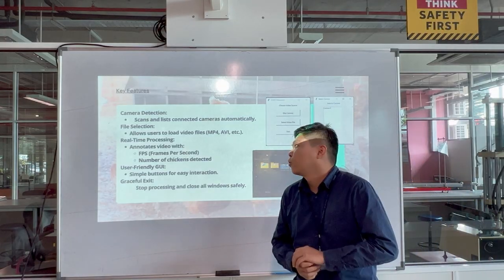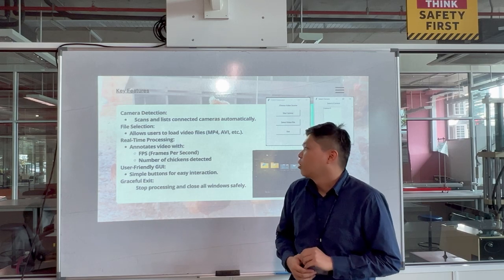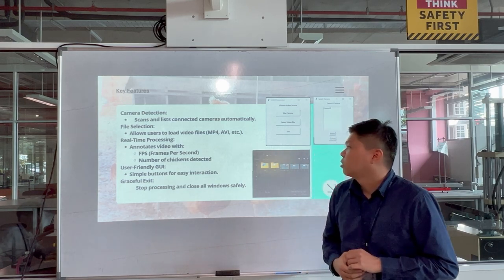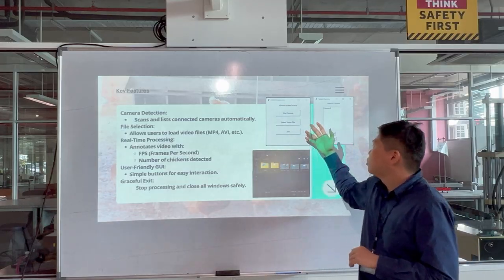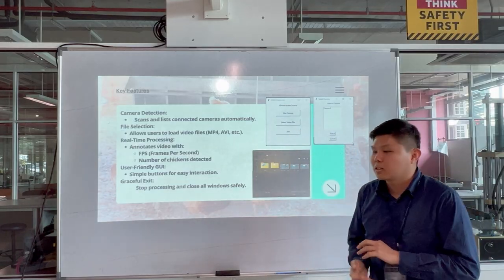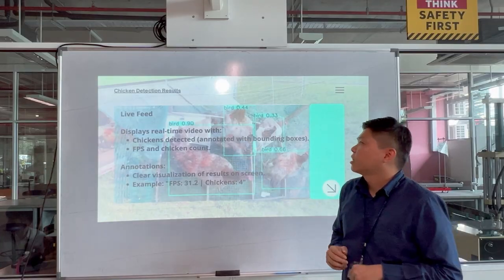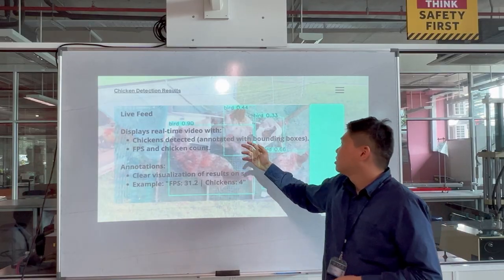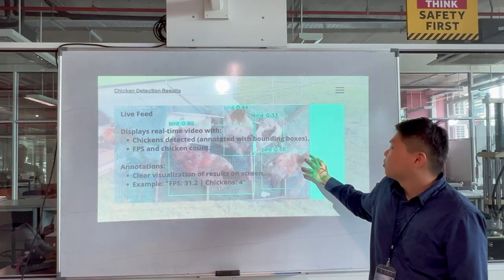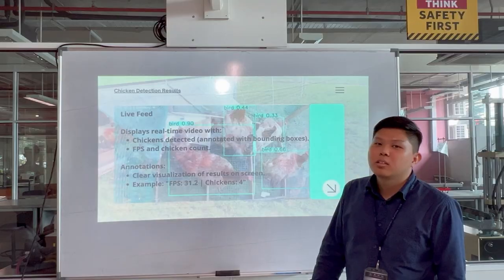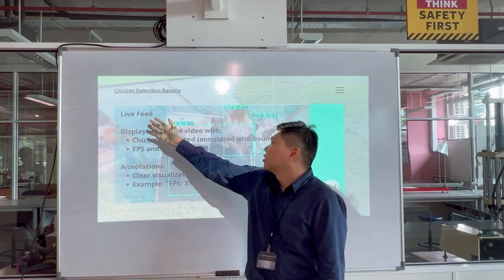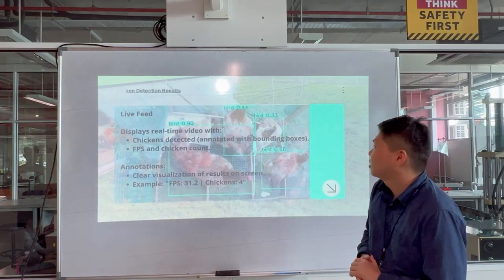And next, for the real-time processing, we can annotate the videos with the frames per second and number of chickens. And here is the UI, which is user-friendly. Next, here is the chicken detection result. You can see the background image. We have the 4 chickens being detected, let's show it here. And the frames per second of the result is 31.2. Next.